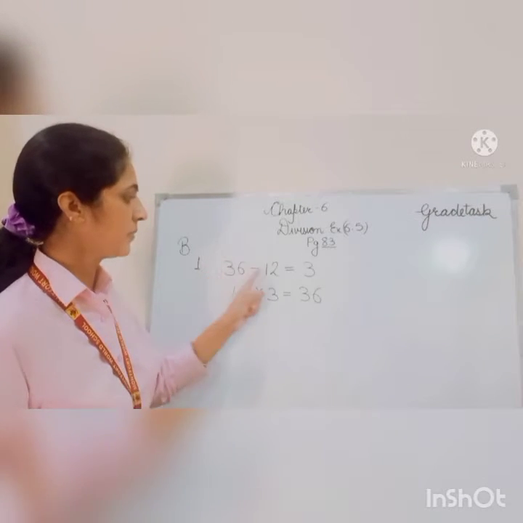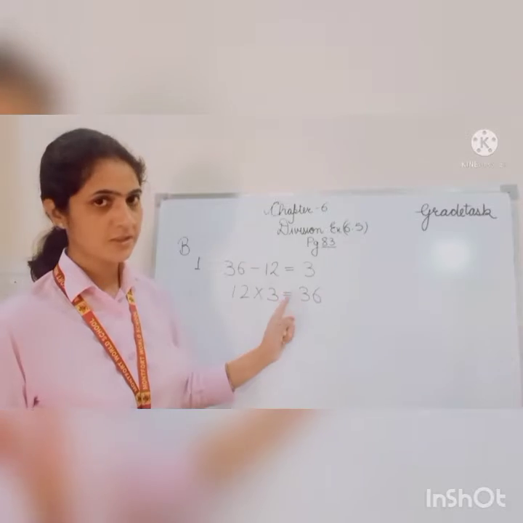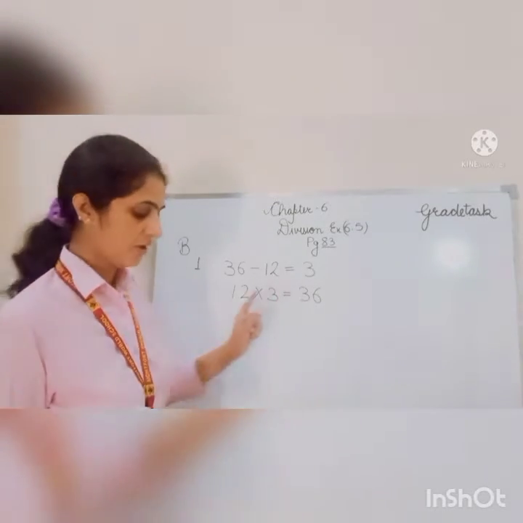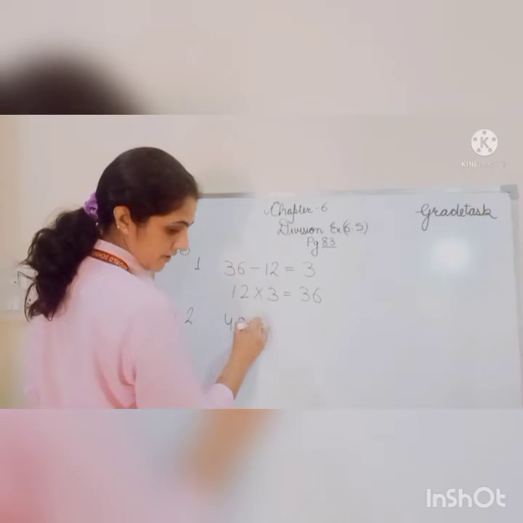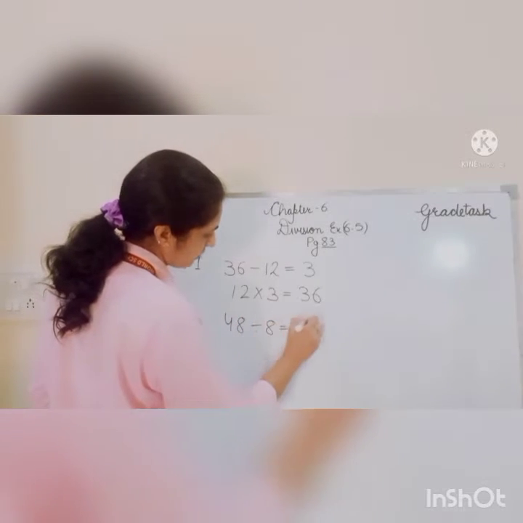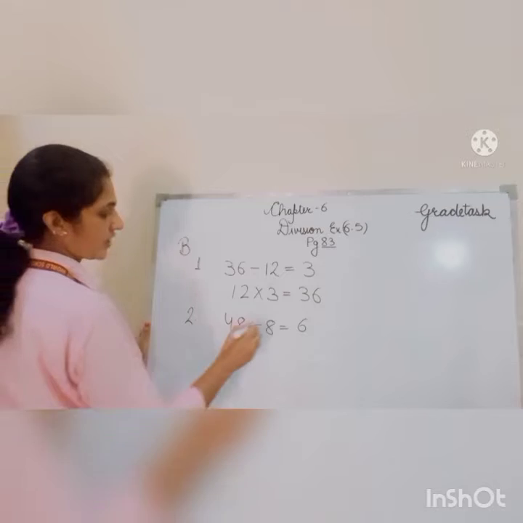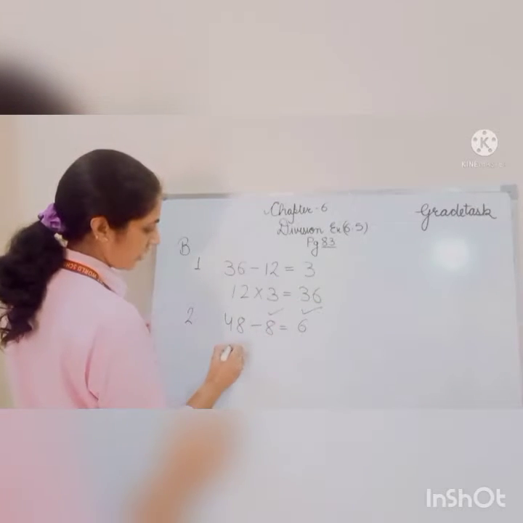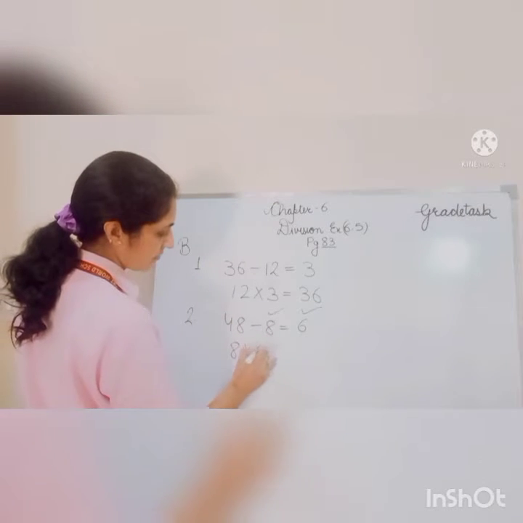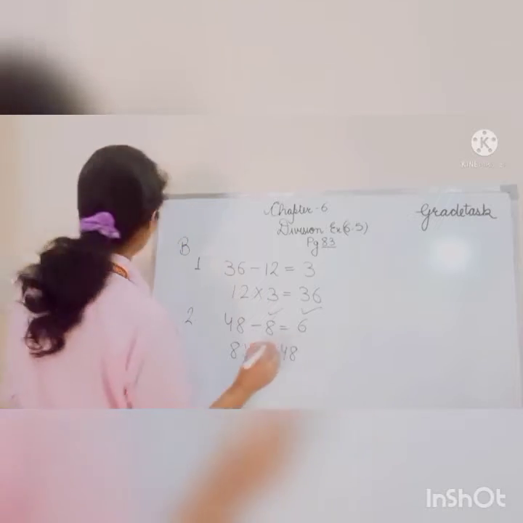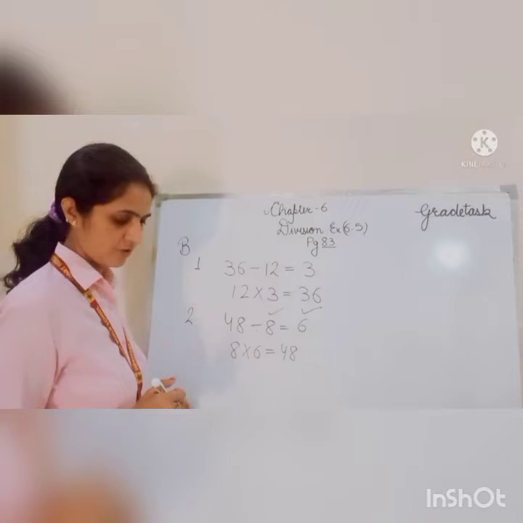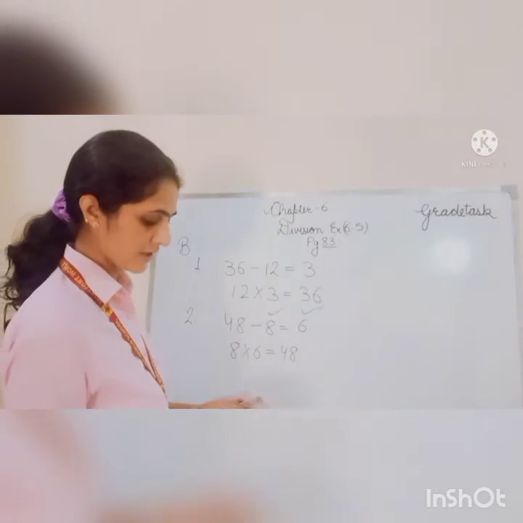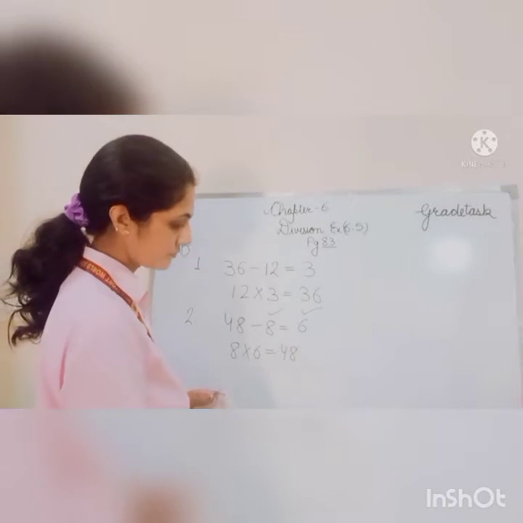Now, the bigger number will come here. See the second part, 48 divided by 8 is equal to 6. So for the multiplication fact, you will take this number and this number. 8 and 6, when we multiply, we will get 48. So like this you are going to do this exercise 6.5.